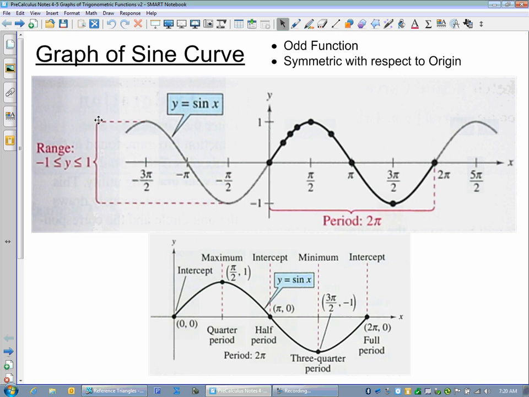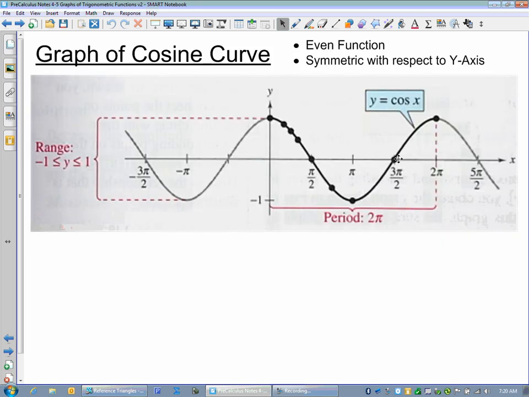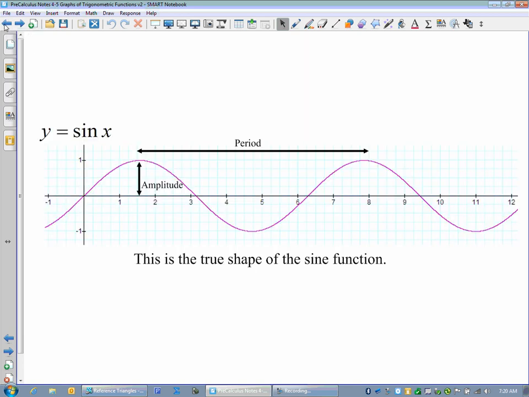Now, speaking of transformations, we're going to actually look at the sine curve first, because the cosine curve is really just a phase shift of the sine curve. So if I take this and I shift it pi over 2 units, I actually get this curve right here. So we're going to see that the cosine curve is really just a shift of the sine curve. But also what's important to understand is the actual shape.